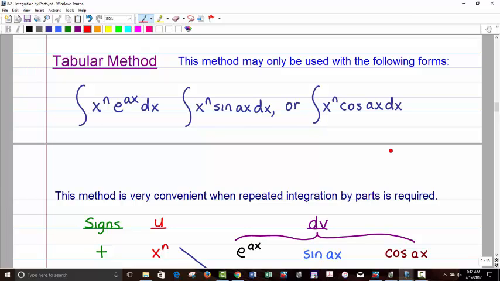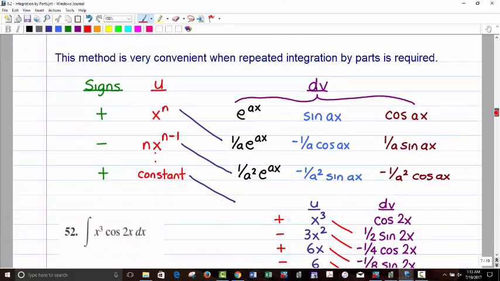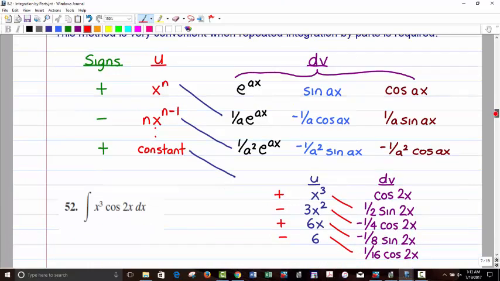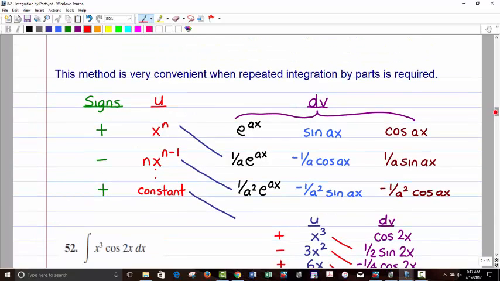I don't think on a test I would ask for more than, I'll say, 3 times parts maybe, 4 at the most, but if you're doing the tabular method, it won't be that difficult. I don't like to go too crazy on this. Okay, so what you do here is set up a column of U and dV, and I just took any of the possible scenarios here for now: e, sine, and cosine.